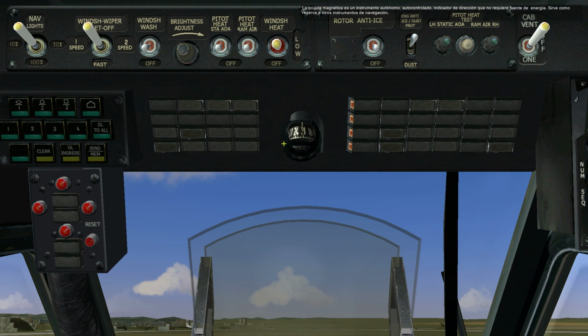The magnetic compass is an autonomous, self-contained, direction-indicating instrument that does not require a power source. It serves as a backup to the navigation instruments.